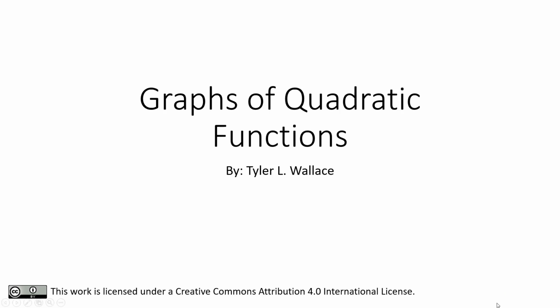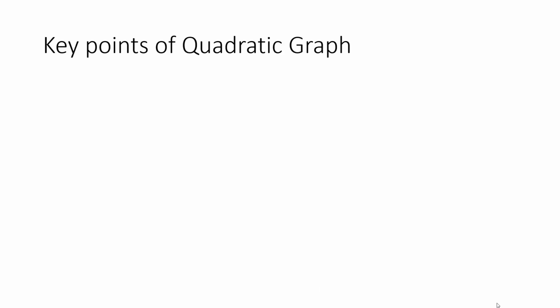Graphing quadratic functions, we now have all the tools we need to make a good graph of a quadratic function by identifying the key points of any quadratic. The first key point is the y-intercept, which we know we can find when x equals 0. That's pretty simple. We just have to simplify the function.